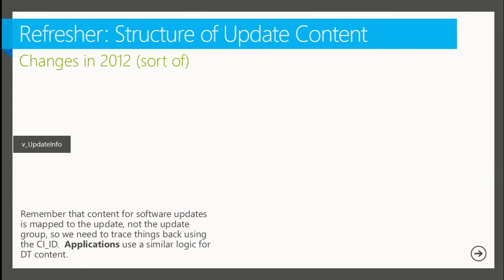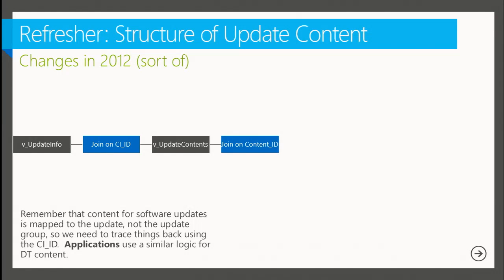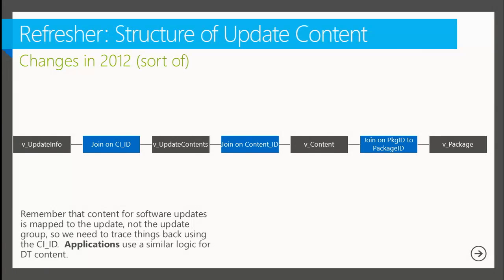So we start with update info. Update info goes to CIID. We then go to update contents. Off of update contents, we get that content ID I talked about earlier. Then we get vContent, and then vContent gives us package ID. And package ID gives us back vPackage. So you can actually trace that back to the package that under the covers is moving that deployment type for you.